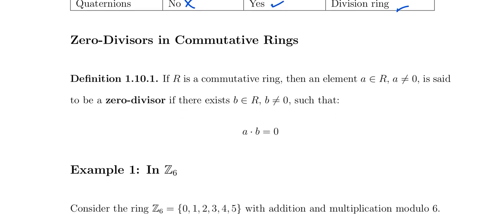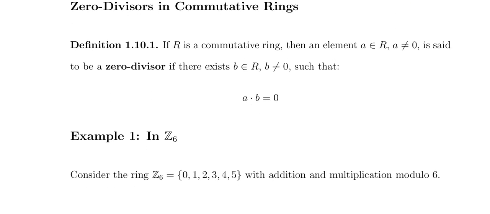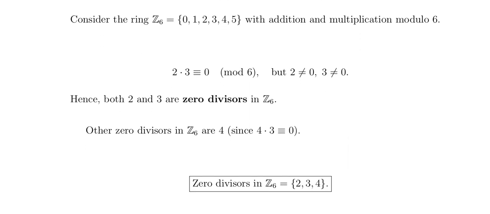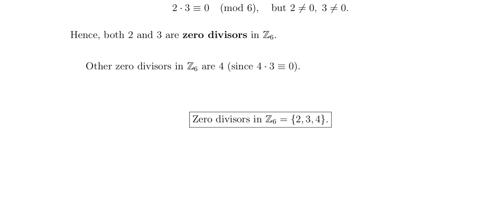Another one: there is the definition of the zero divisor, which we already discussed. R is a commutative ring, and a non-zero element A belonging to R is said to be a zero divisor if there exists B belonging to R, B not equal to 0, such that A dot B equals 0. For example, in Z6, 2 into 3 equals 0. A zero divisor exists in Z6.